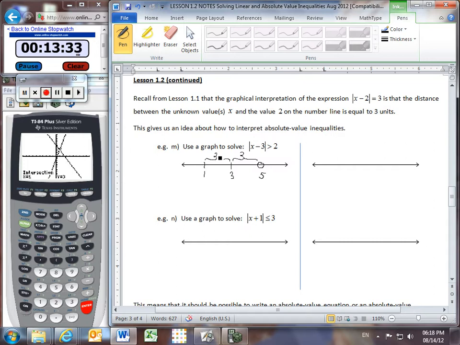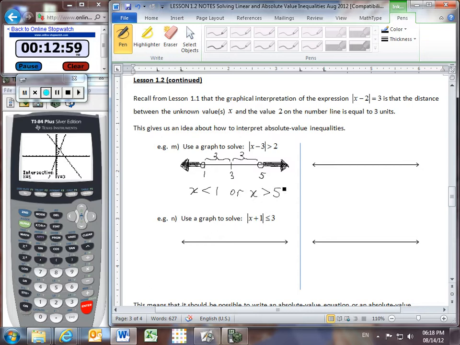So 2 units each way, and I'm going to make these open circles because I know that my distance must be greater than 2 units away. If I shaded in 5 and 1, that would be equal to 2 units away, but it must be greater than 2 units away. So it's all points more than 2 units from positive 3. And here's a graph from my expression. And now I can clearly see then that my solutions are x is less than 1 or x is greater than 5.